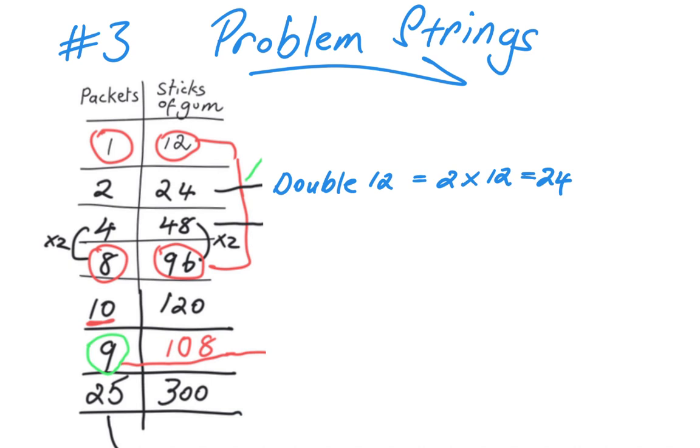Then we moved on to 4. So if we have 4 packets, how many sticks of gum? Again, they were pretty quick to work out, okay, well, if you double 2 packets, that'll give you 4, so you need to double 24, and that will give you 48. Double 24 is 2 times 24, and that was 48. Then we continued on with the 8, same thing, they worked out the doubles.